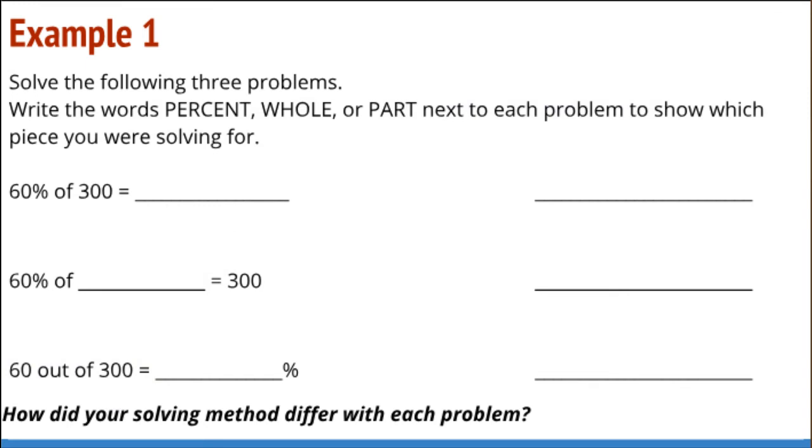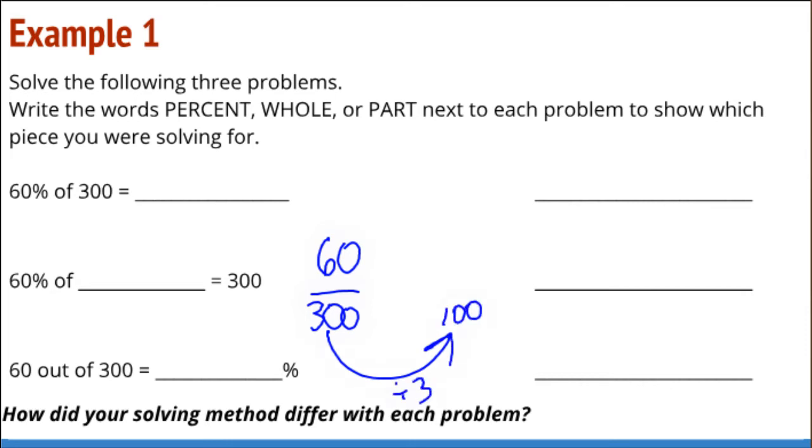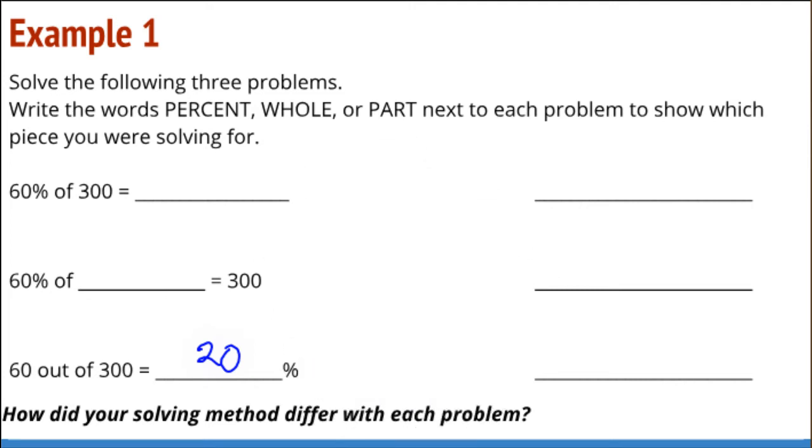60 out of 300. So I've got a couple of options here for how I can think about this. Kind of following the trend, 60 out of 300, I can scale this down to be 100. So divide by 3. And I can divide this by 3. And I can have 20 out of 100, which is 20%. Another strategy, double number line.